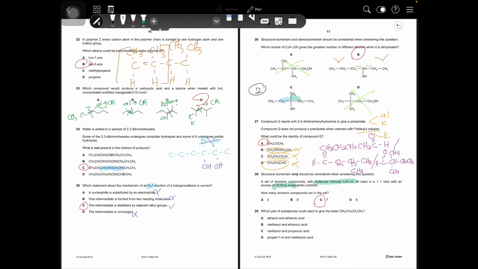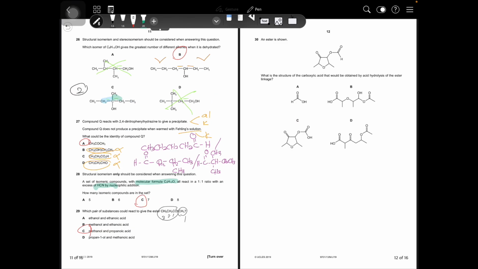The next one, which pair of substance could react to give the ester? So as you can see here, ester is formed from a reaction between alcohol and also carboxylic acid. So we just need to count the number of carbon here. So for the alcohol, it contains 1 carbon. That means this is from methanol. And from the carboxylic acid, it has 1, 2, 3 carbon, that means you will have a propanoic acid. So the answer will be C.